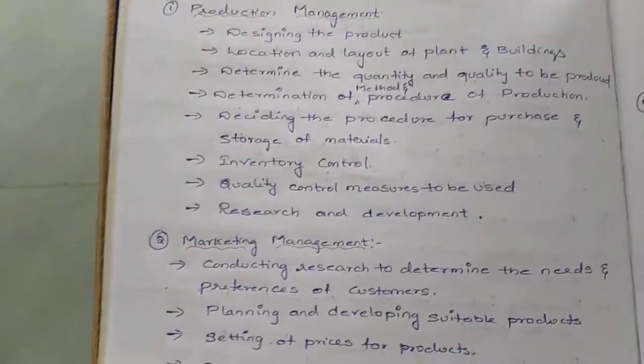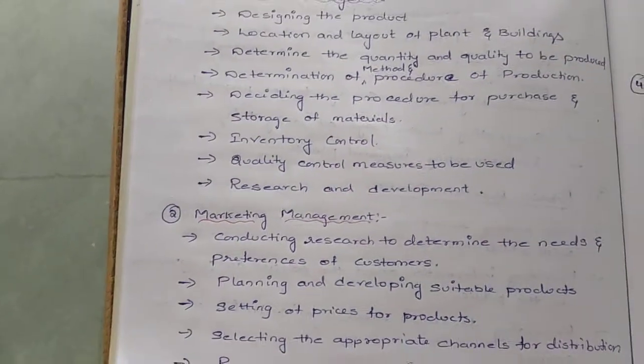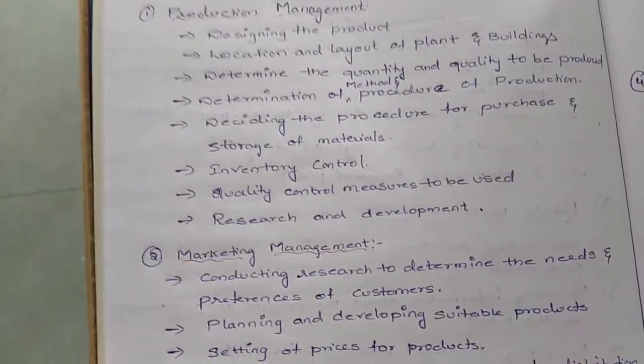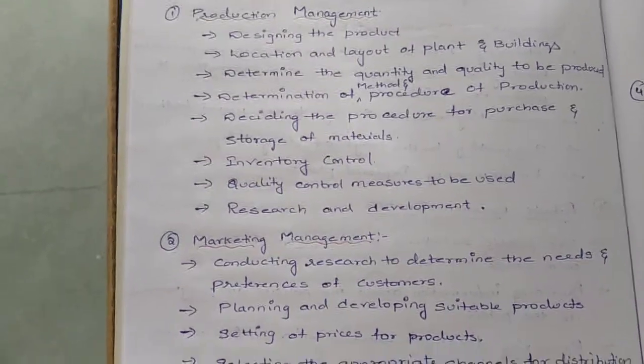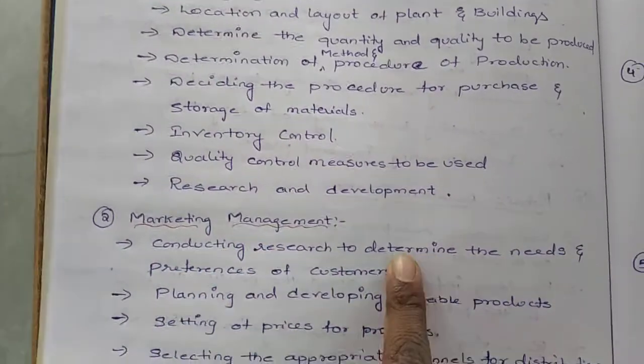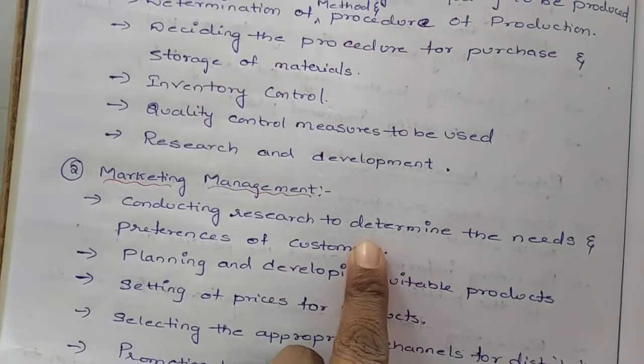Someone will see the space, nothing but whether it is 32 GB or 64 GB. Someone will see the RAM. As per the preferences, they have to prepare the product here.